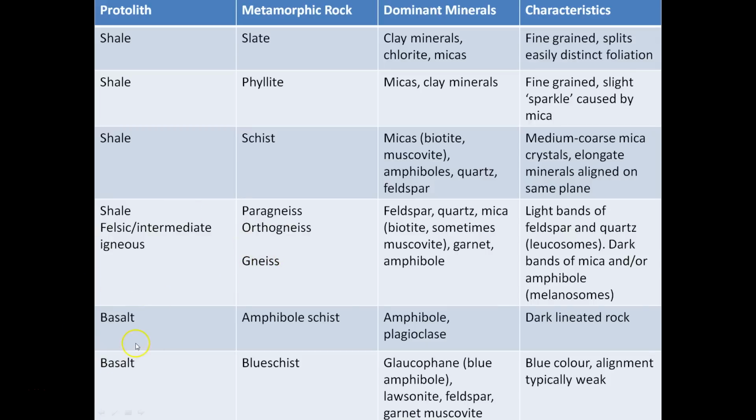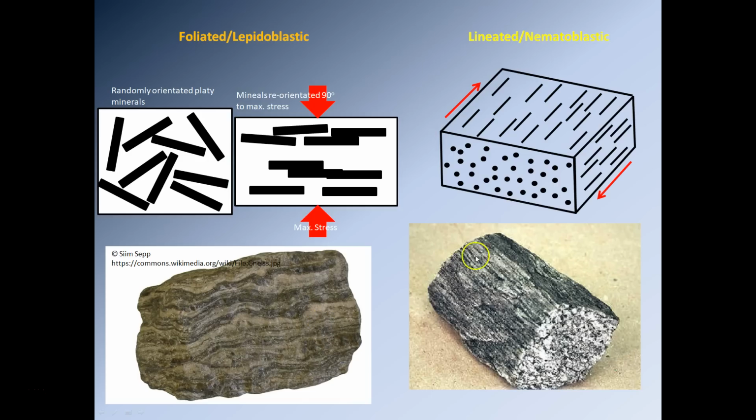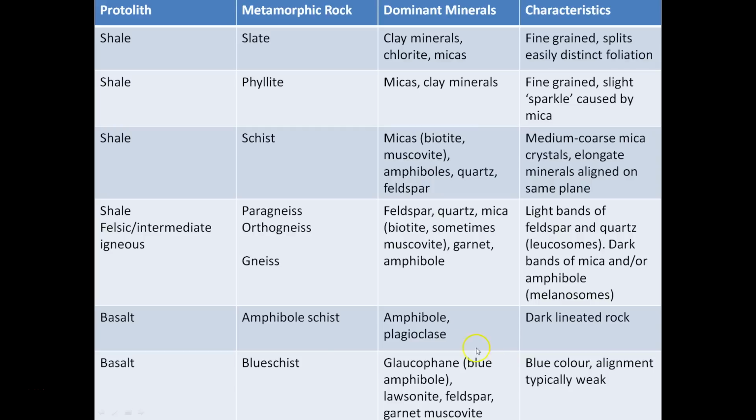If you have a basalt and you take it to increased pressure and temperatures, the minerals that form can form an amphibolite schist. So amphiboles are long, slender crystals, so you're going to get a rock that looks like this. Or you can have a blue schist that forms at subduction zones.